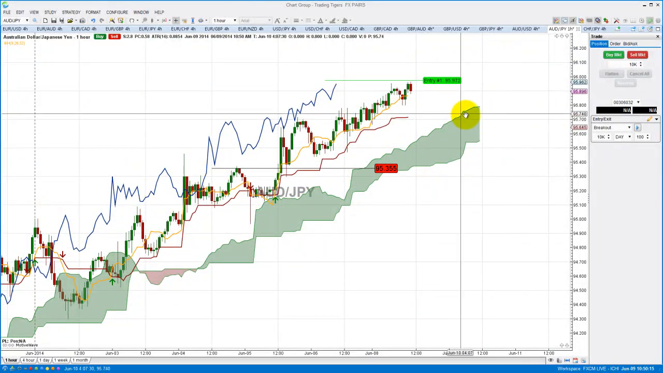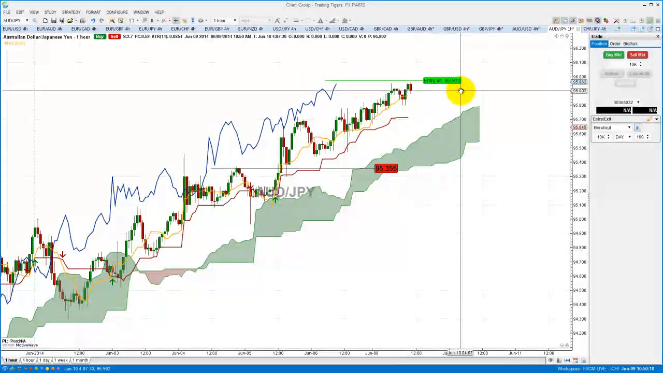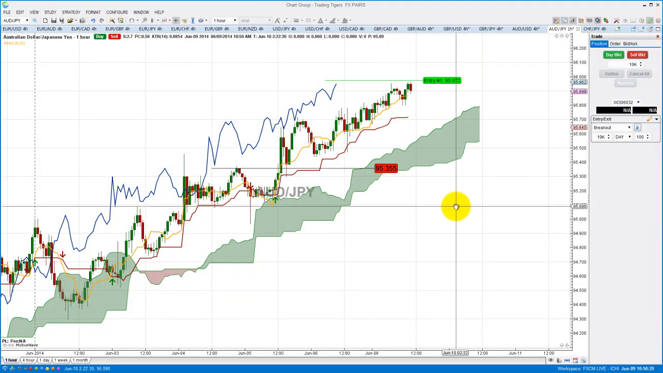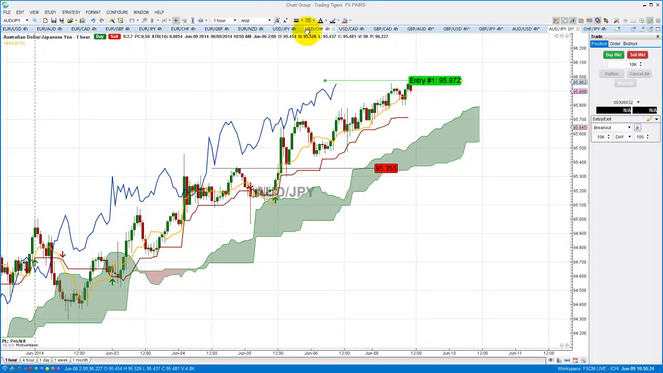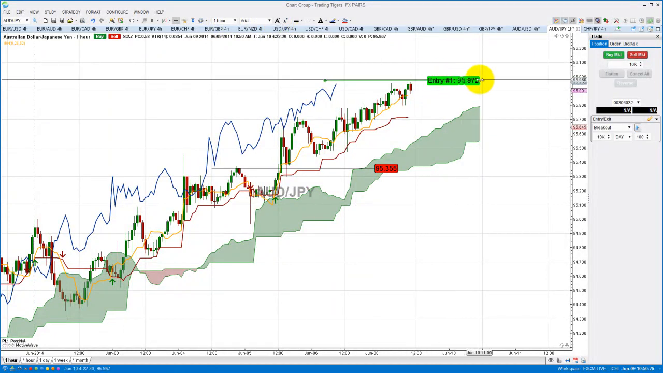Okay. So entry 95.972, stop level at 95.335, and I'll put that in because it's quite close to getting into a possible trade.